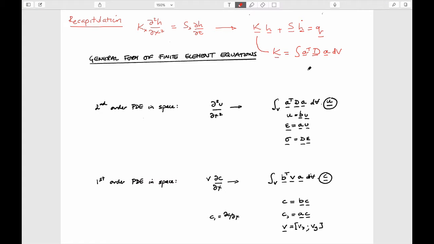If we ignore this transient term here, in other words if dH/dt is equal to 0, it's not changing in time, so the head profile across our system looks the same in 2 days and 10 days, it doesn't change at all, then this term disappears, and we just end up with an expression that is KH equals Q.